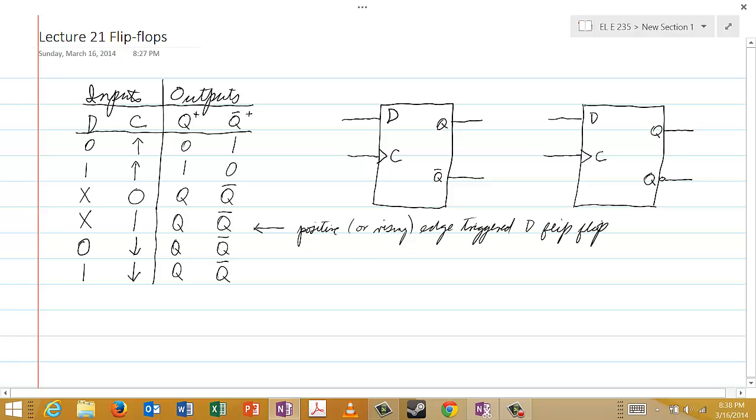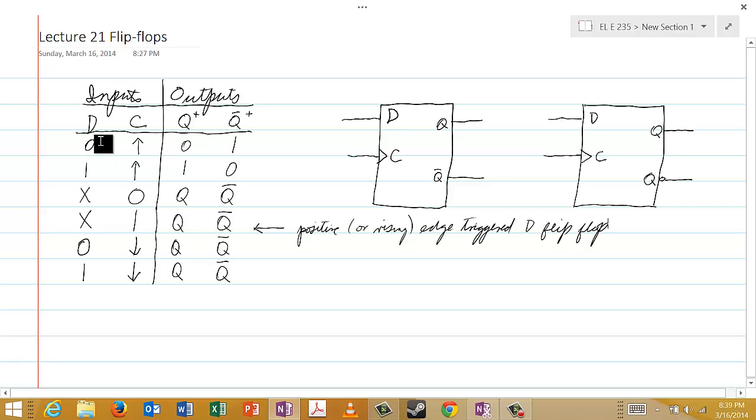And so that's basically all we have. One last thing to note is that an easy way to remember this is to think of the D as representing the word delay. In other words, when D is 0, this output will be like a delayed version of that.